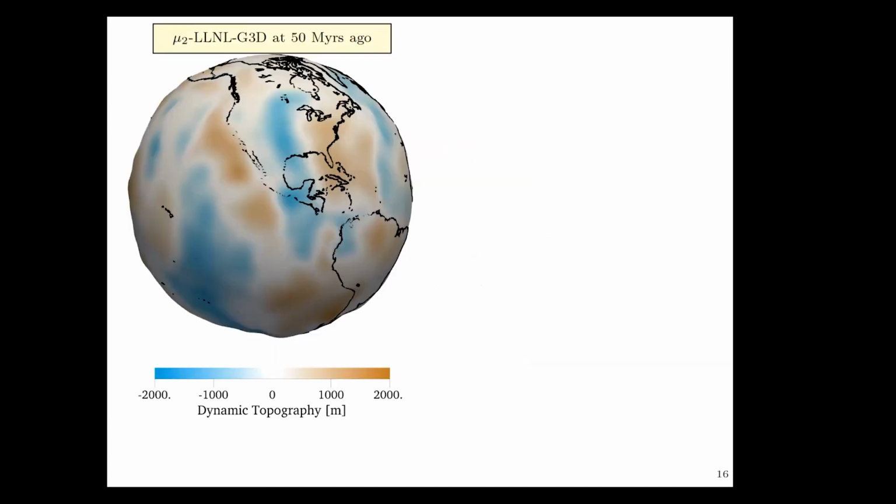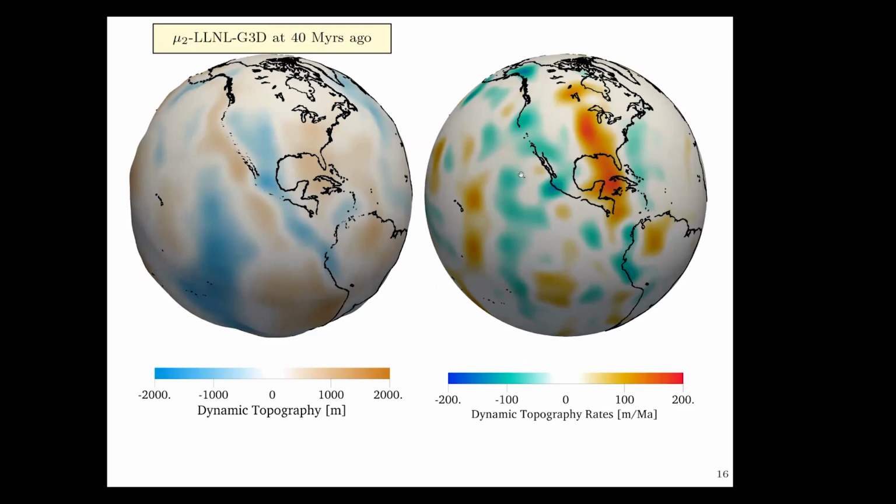Now, do we see the same thing in the model? We look at it at 50 million years ago. So basically, this is the dynamic topography signal at 50 million years. On the right-hand side, I forgot to say in the previous slide, this is the dynamic topography rate. This is basically this time stage minus the time stage before, divided by the time difference between them. So this gives us a sense of rate.